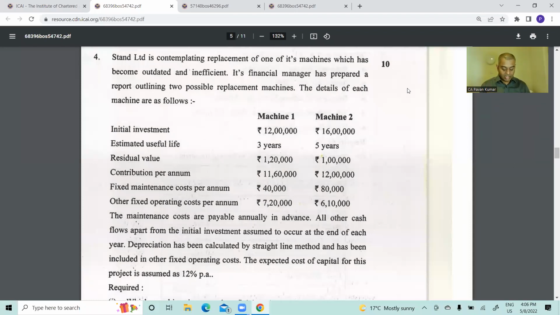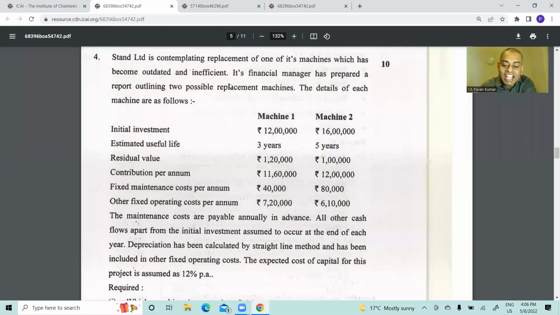Don't go with the language given in the question. Sir, they said replacement. No, they said 2 machines are available. They are not replacing one machine with another. Already one old machine is there. You are buying one new machine now. It is not a replacement analysis problem. Guys, seriously, 100 students are there, no one is telling. No, it is not about NPV also. That means you are not reading conceptually.